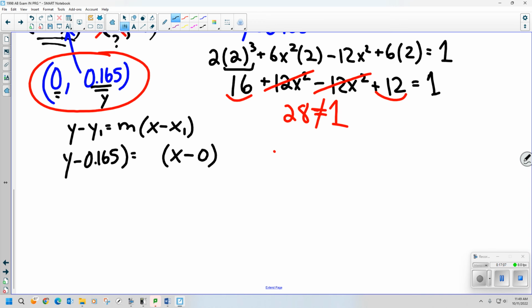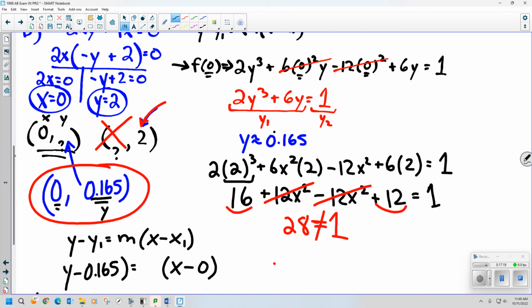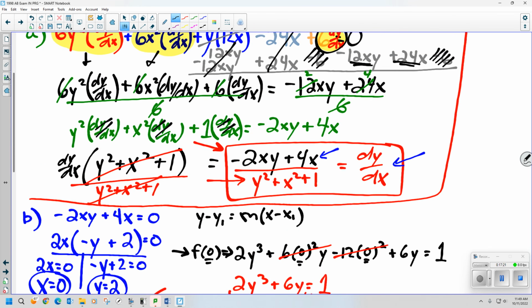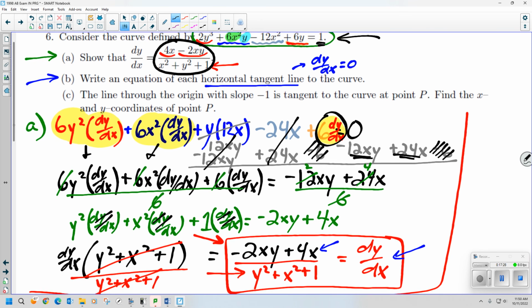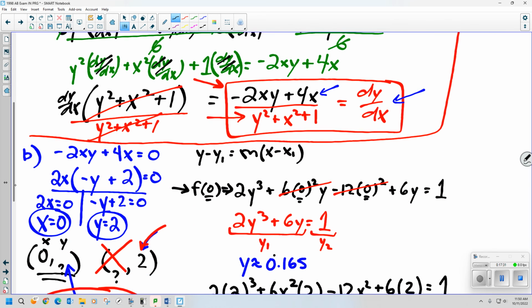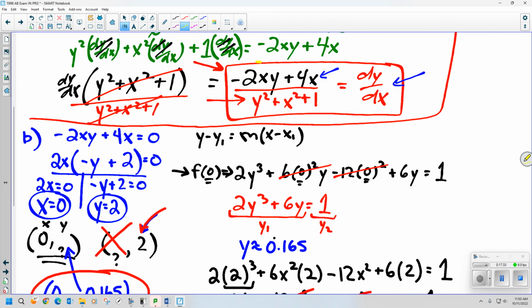How do I find my slope? Well, my slope is my derivative. Remember, that was, what did I have here? Where is it? Negative 2xy. They give it to us. That's a lot of work. They give it to us right here. Okay, so if you were to mess up part A, you can at least do part B. But we came up with it right here. Okay, I'm going to throw a 0 in for all those x's and a 0.165 for the y's.